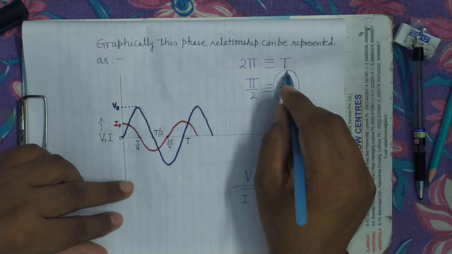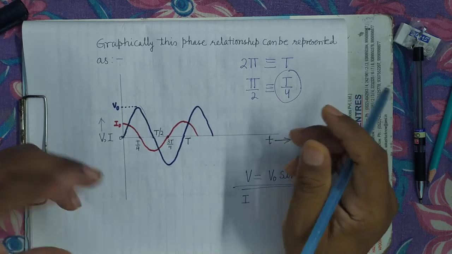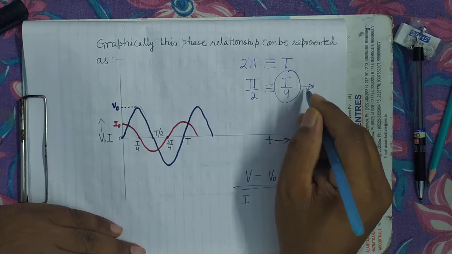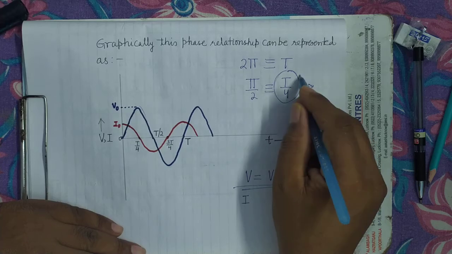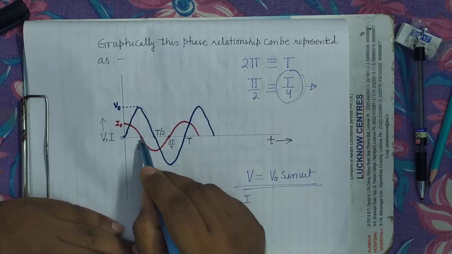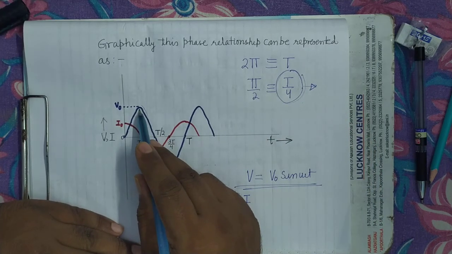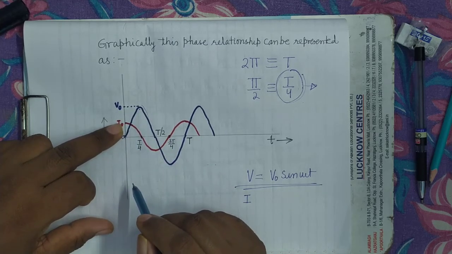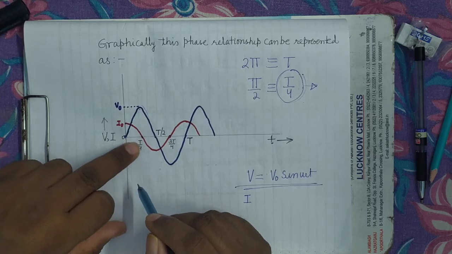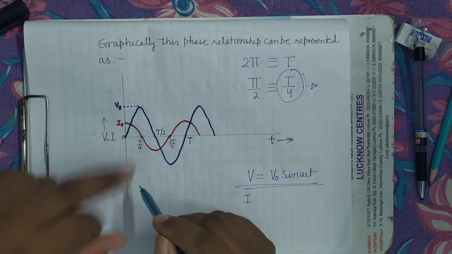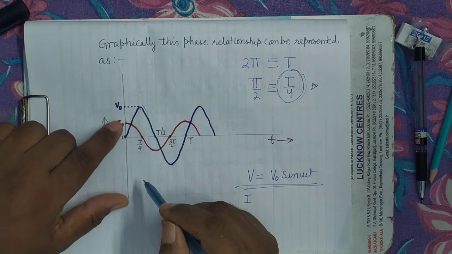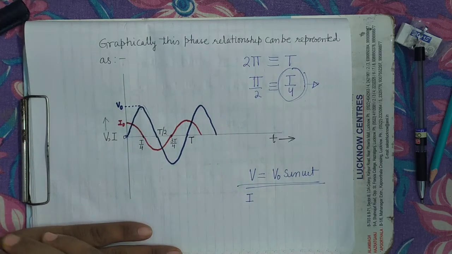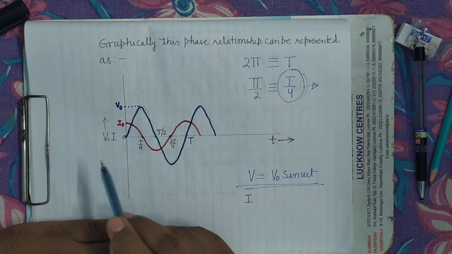It is clear. Means everything which takes place in current will take place earlier than voltage by time T by 4. Here voltage becomes maximum at time T by 4. Current will become maximum at time t equals to 0. Means how much time earlier than the voltage? Voltage has become maximum at T by 4. Current will become maximum at time t equals to 0. Means T by 4 time earlier. It's clear. So it will begin from here.